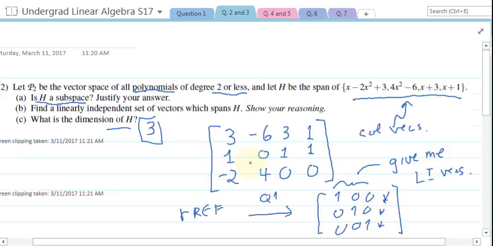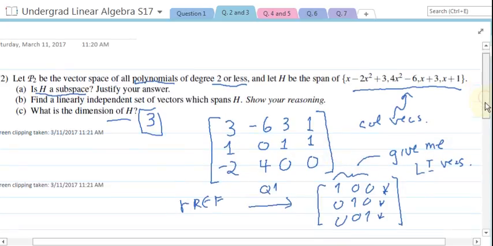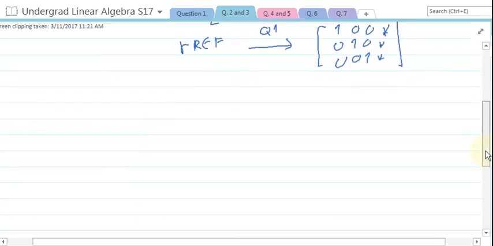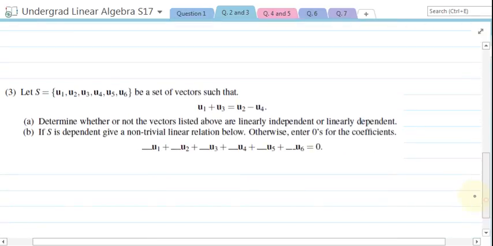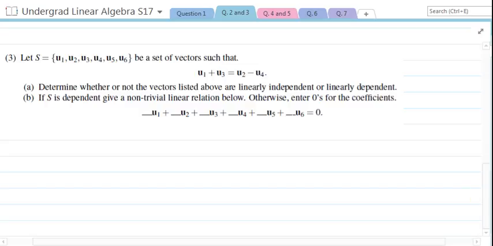Okay. I'm sorry that people had trouble with that. I think after a couple of weeks you won't have any trouble at all with problems like that. Let's look at question 4. And here's another case where I think that you really could do this even without having done the vector space chapter. Here it says, determine whether or not the vectors listed above are linearly independent or linearly dependent.